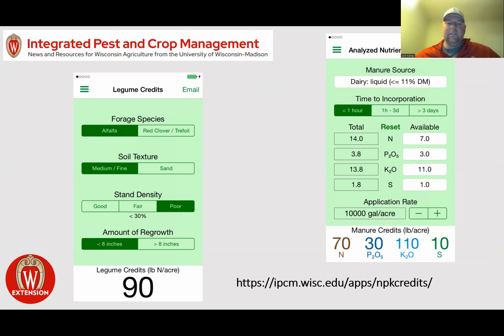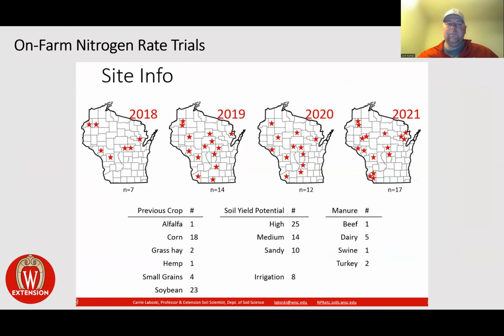These are some ways to take a snapshot of those different parts of that fertility planning. Again, this is all built into the SnapPlus tool, but these are also available for download, if you want to better understand where these recommendations are coming from for a legume credit and for a manure nutrient credit for our fields.